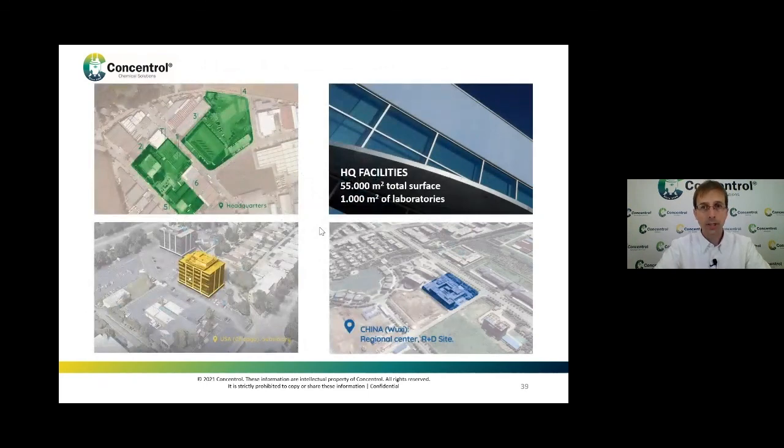Our headquarters account for a total surface of 55,000 square meters, 1,000 square meters of which belong to laboratories. Moreover, we have a subsidiary in Chicago, in the United States, and a regional center and R&D site in Wuxi, China.